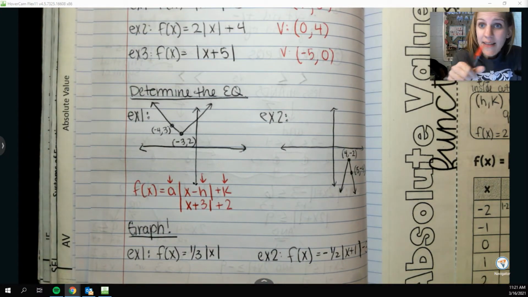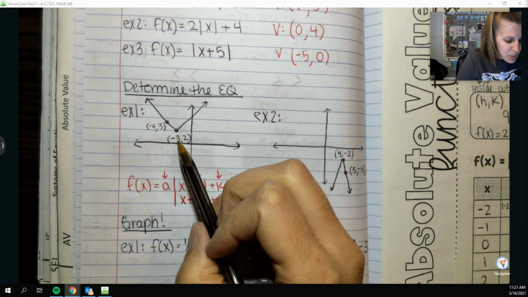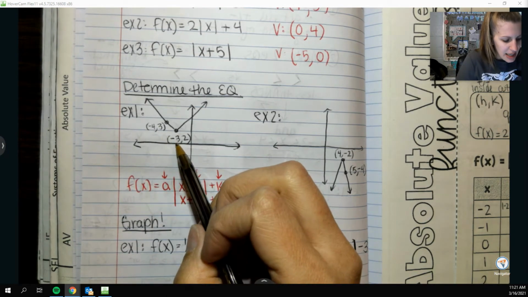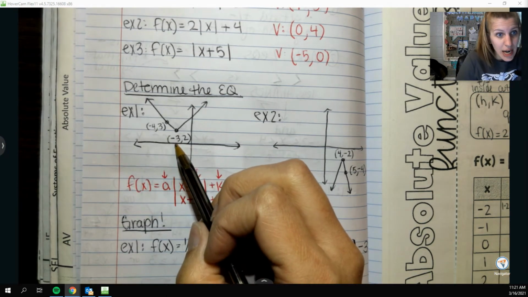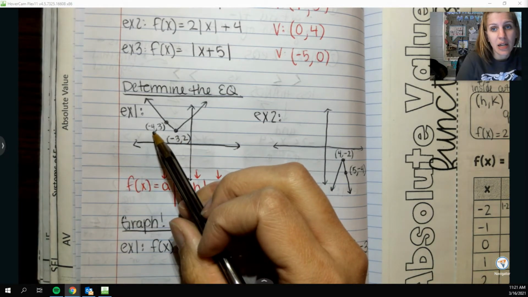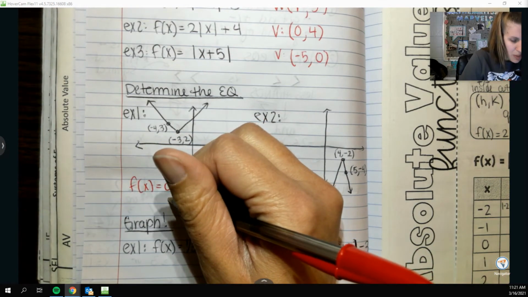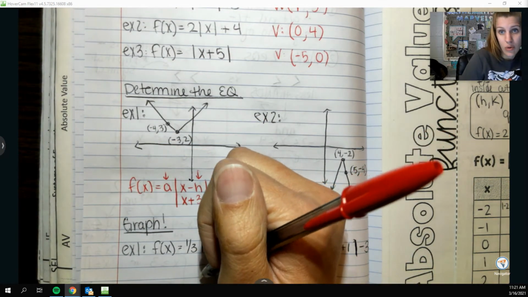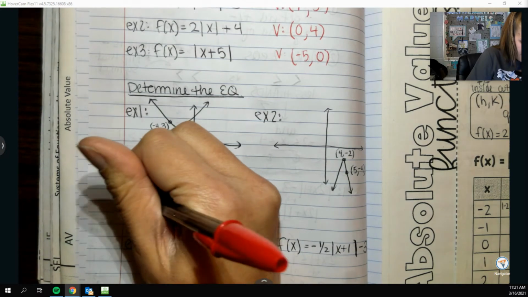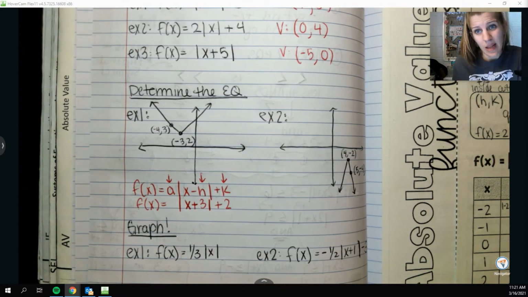Now, for the a value, I need to count and figure out my slope. So when I look at this point compared to this one, it's 1 away in the x direction, and it's 1 away in the y direction. So my slope here is just 1. You can put the 1 in front or not. I usually don't, because I get it confused with the absolute value.